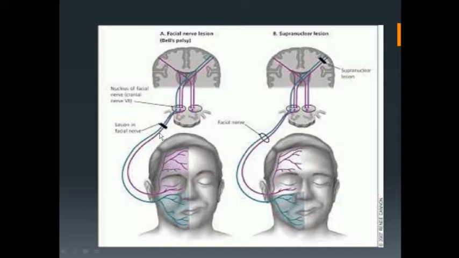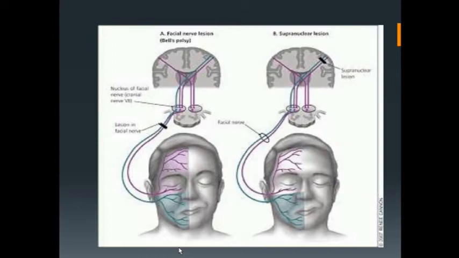Coming to the next scenario, this is a lower motor neuron lesion. What will happen here? There is no crossover. Whatever crossover was there has happened. So if it is a right-sided lesion, there will be a right-sided facial paralysis. So it is always ipsilateral, that means same sided. So ipsilateral facial palsy will be seen in case of lower motor neuron lesions.